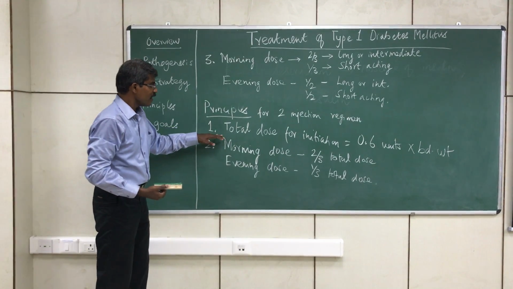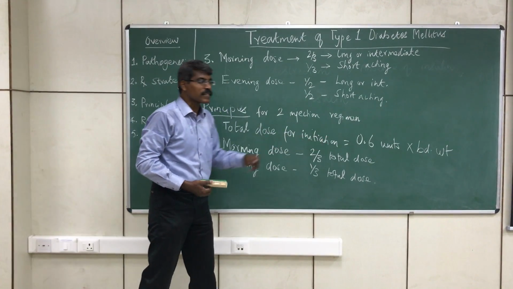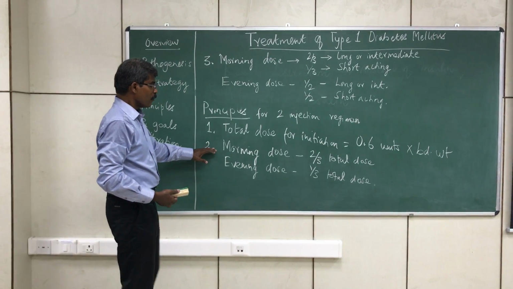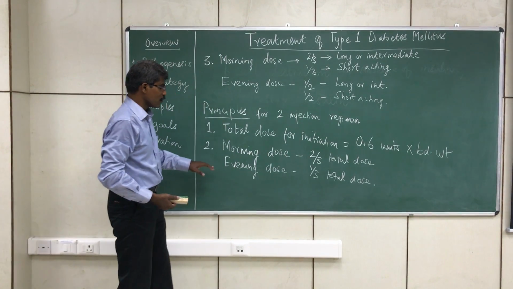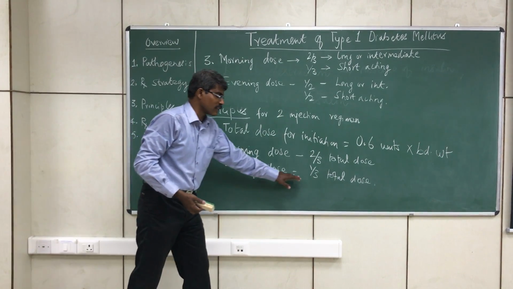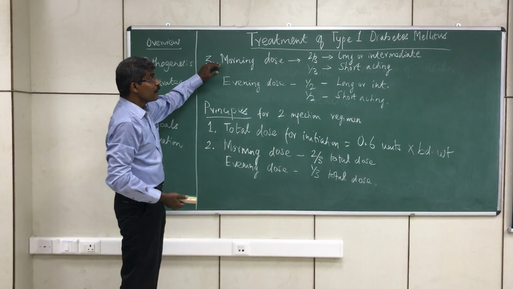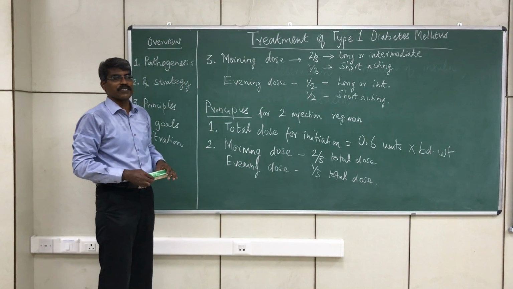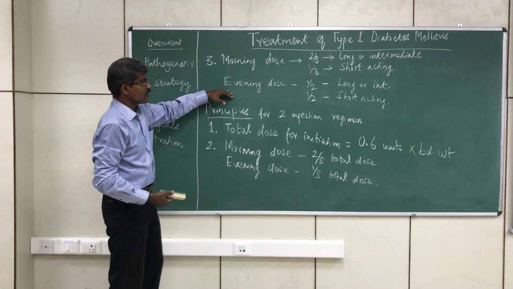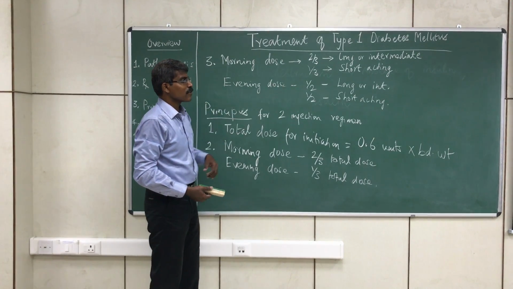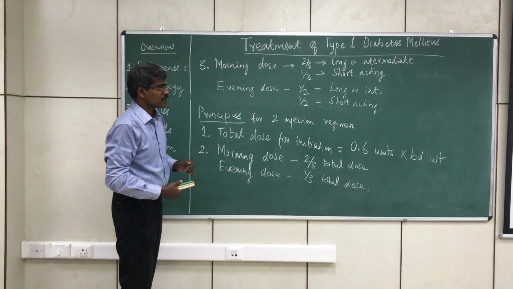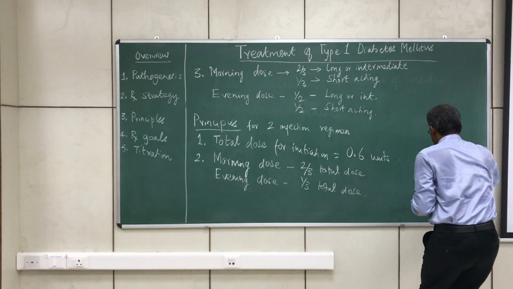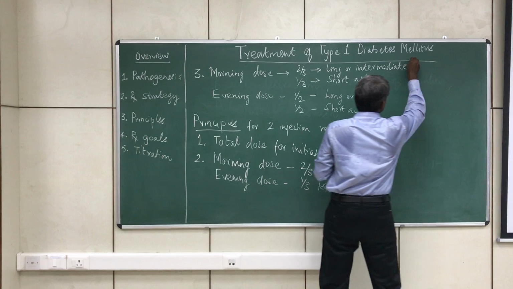To tell it again, the total dose is calculated as 0.6 units into total body weight. Of that total dose, morning dose constitutes 2/3 and evening dose constitutes 1/3. Morning dose is again divided into 2/3 long or intermediate acting, and 1/3 short acting. Evening dose is half long or intermediate acting and half short acting. Now to explain this with an example, let's take a small real life scenario.